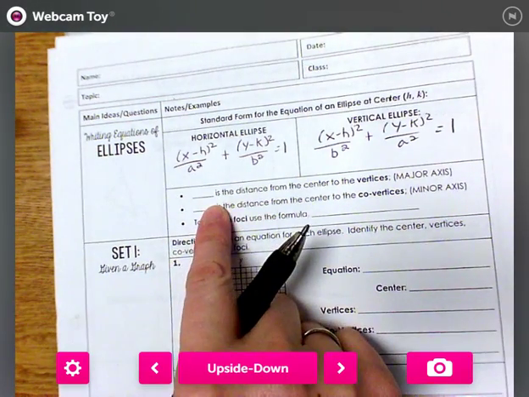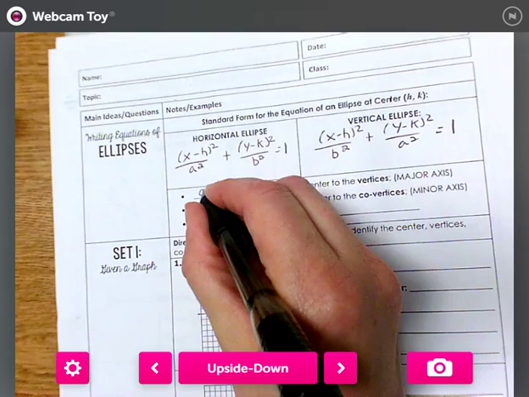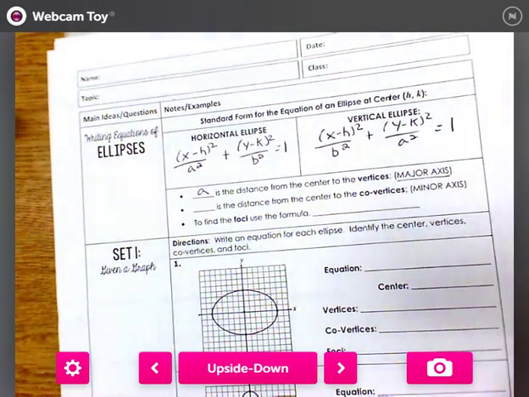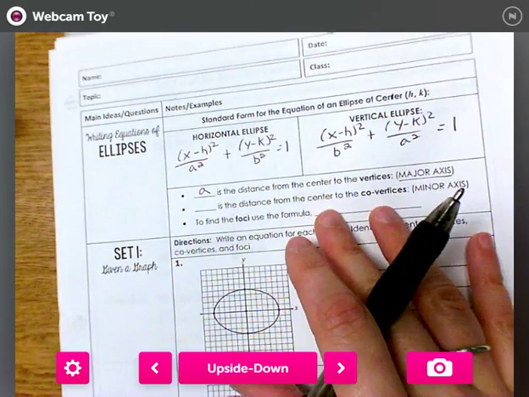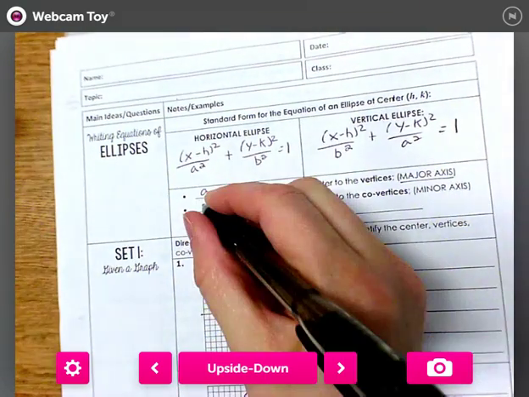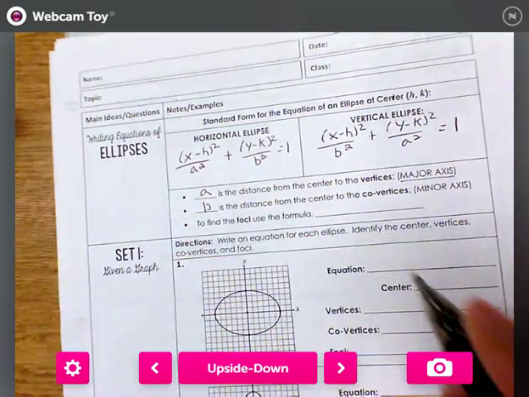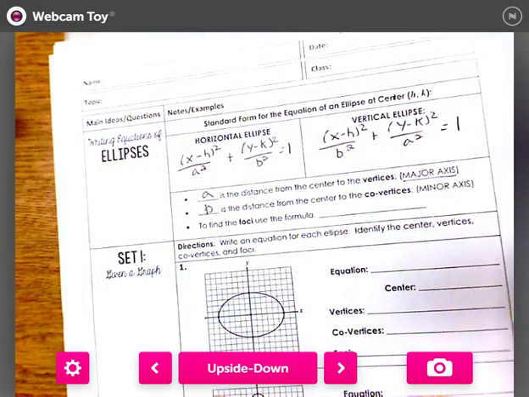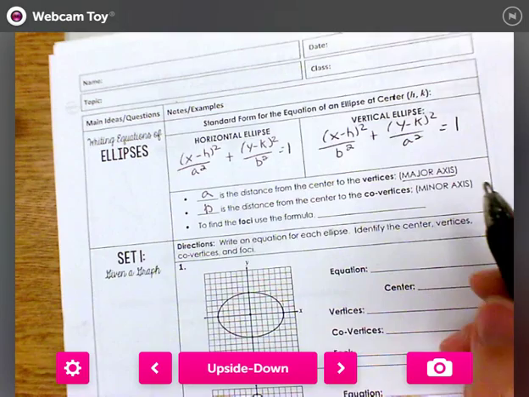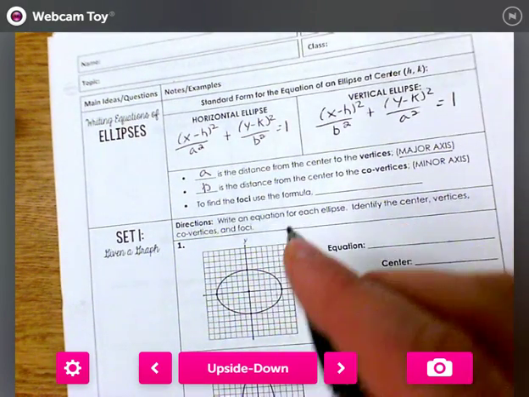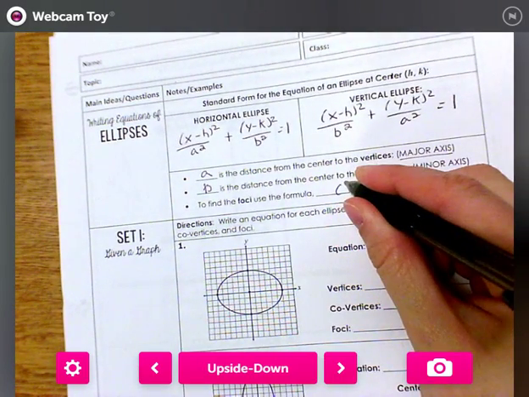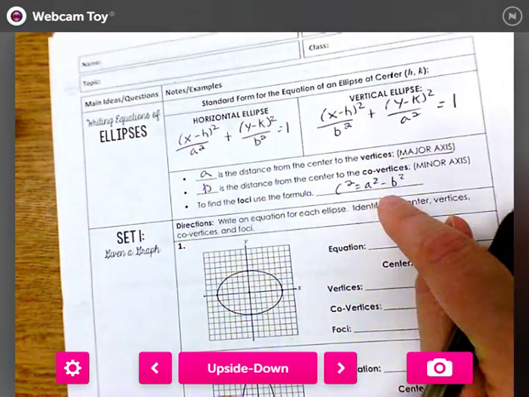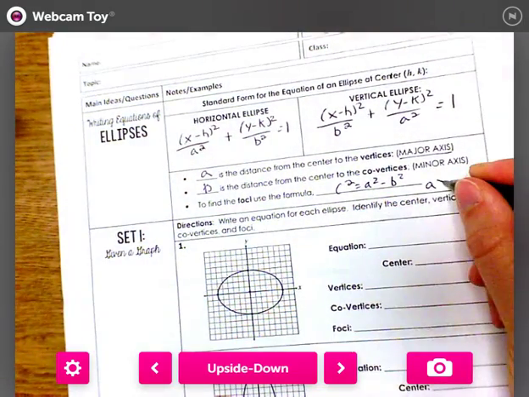Okay, a is the distance from the center to the vertices, the major axis. Remember, major axis means just the longer one. b is the distance from the center to the co-vertices. This is the minor axis. And the foci you find by doing c squared equals a squared minus b squared. Remember, that's not Pythagorean theorem. And a always has to be bigger than b.